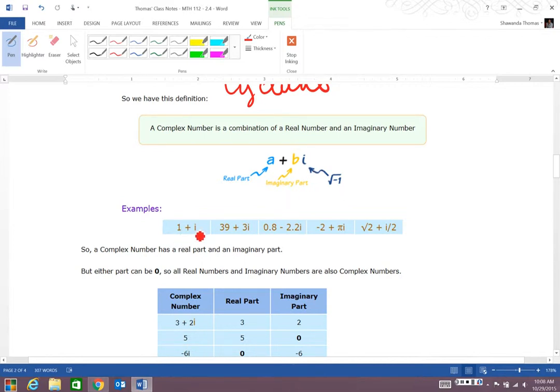Here are some examples. For example, 1 plus i: a would be 1, b would be 1. 39 plus 3i: a would be 39, b would be 3. A would be 0.8 here, b would be negative 2.2. A would be negative 2, b would be pi. A would be the square root of 2, and here b would be 1 over 2. So a complex number has a real part and an imaginary part, but either part can be 0, so all real numbers and imaginary numbers are also complex numbers.